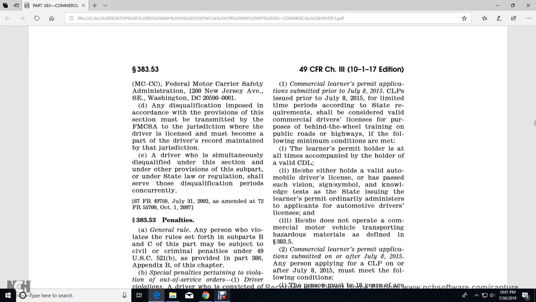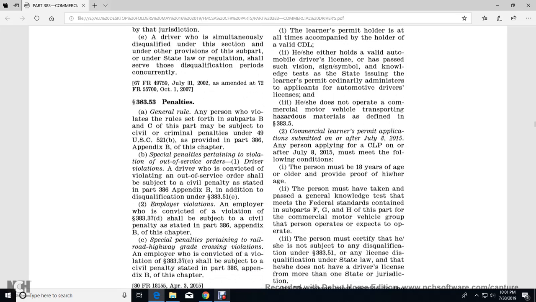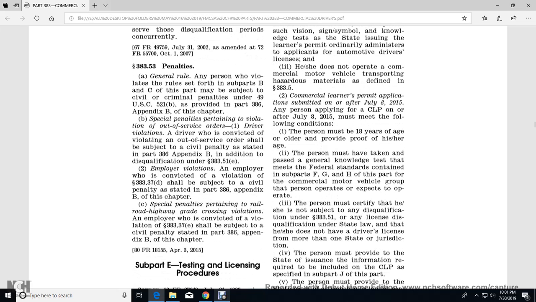A driver who is simultaneously disqualified under this section or under other provisions of this subpart or under state law or regulation shall serve the disqualification periods concurrently. 383.53, penalties. Generally, any person who violates the rules set forth in subparts B and C of this part may be subject to civil or criminal penalties under 49 U.S. Code 521(b), as provided in Part 386, Appendix B of this chapter.